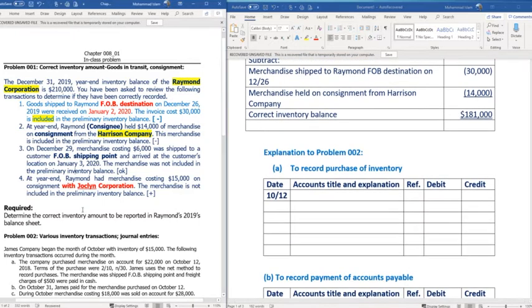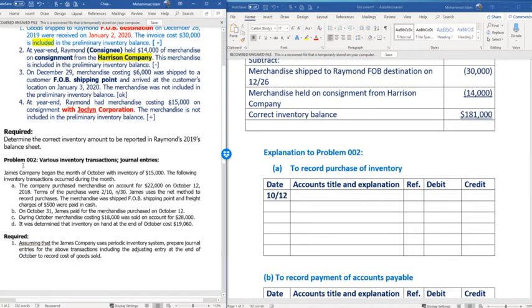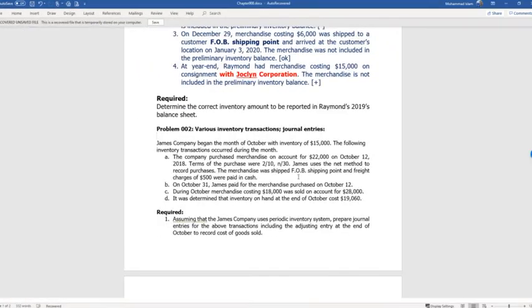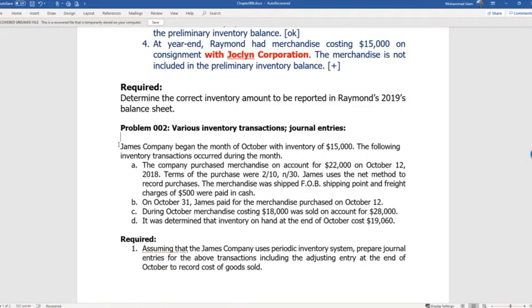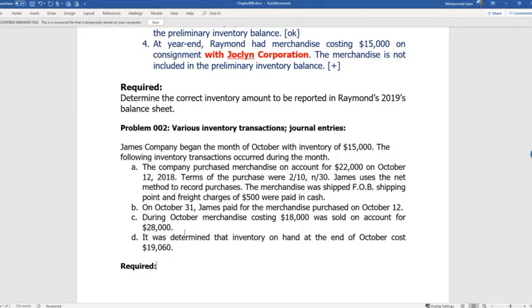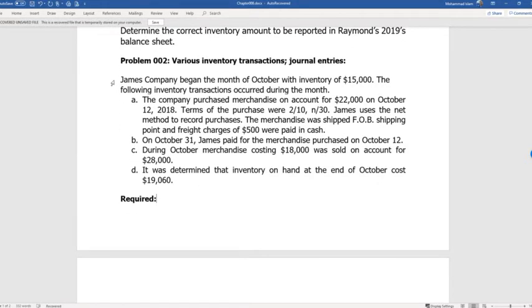So now let's go to problem number 2. In this problem, let's read the problem first. Let me make the font a little bit bigger so that we can see. Okay. So James Company began the month of October with inventory of 15,000. The following inventory transactions occurred during the month.